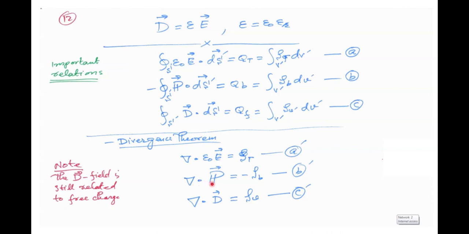Similarly, del dot P, polarization, is equal to minus rho b. The negative sign represents the increasing number of bound charges in a closed surface. But if you look at the differential relation part C, this is exactly similar to the previous relation of Gauss's law in differential form for free charges. So the D field is still related to free charges: del dot D is equal to rho v.